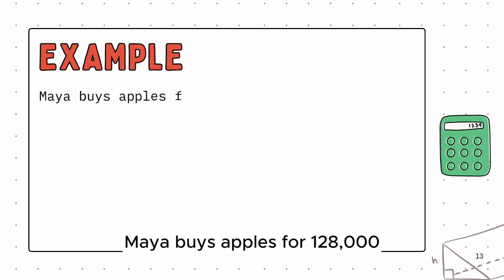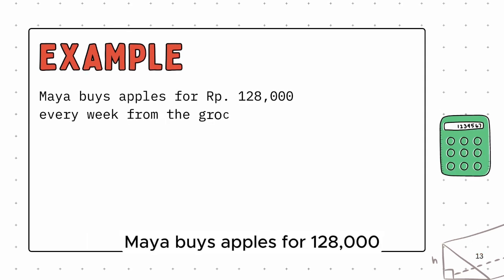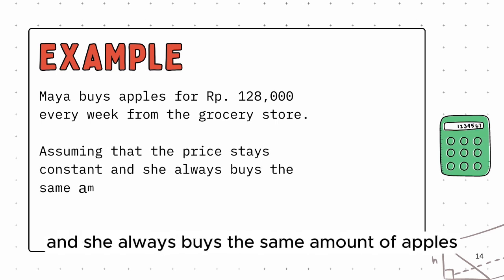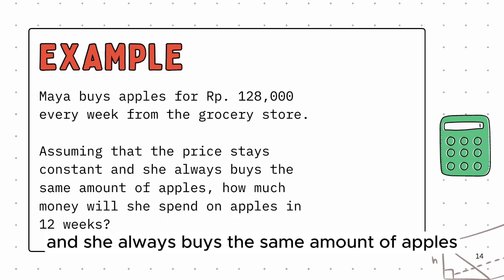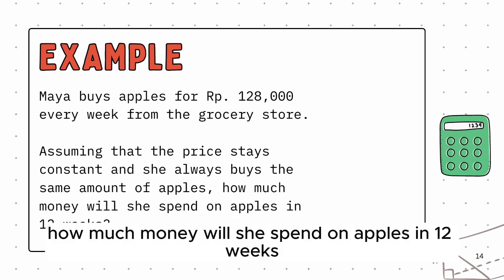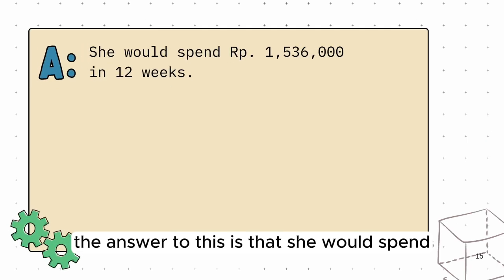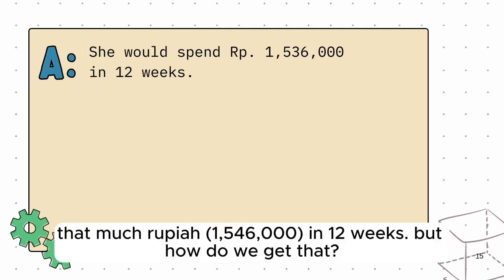Maya buys apples for 128,000 rupiah every week from the grocery store. Assuming that the price stays constant and she always buys the same amount of apples, how much money will she spend on apples in 12 weeks? The answer to this is that she would spend that much rupiah in 12 weeks. But how do we get that?